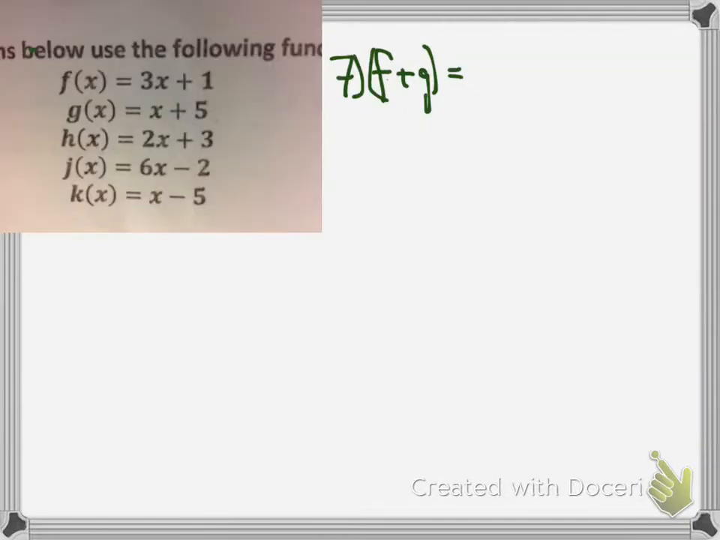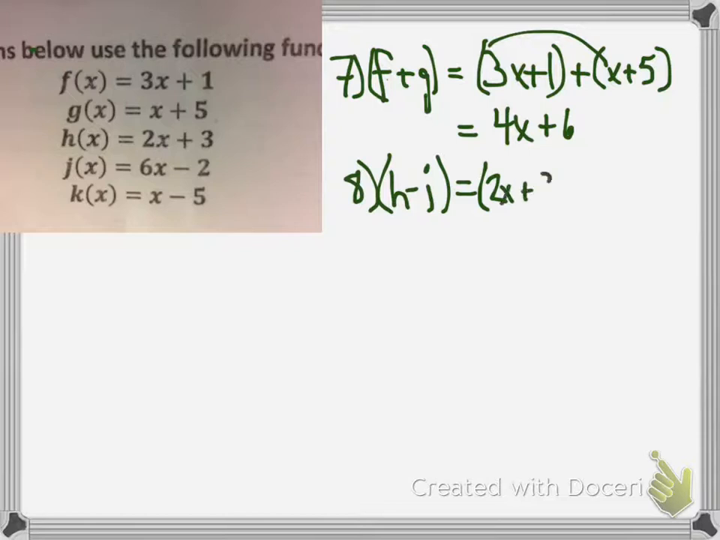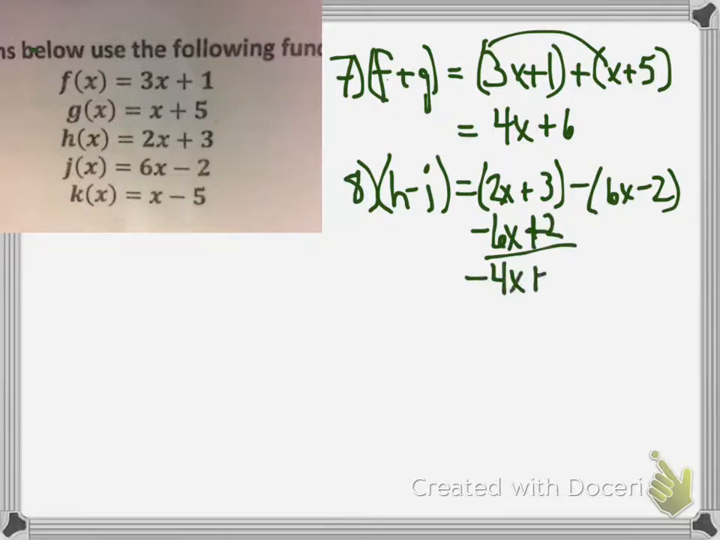Okay, the next ones I think are fairly easy. I don't think they're really that difficult. Just make sure you're paying attention to which ones are combining. So on the first one, I'm going to add f and g. So I'm saying 3x plus 1 plus x plus 5. 3x plus x is 4x. 1 plus 5 is 6. The next one I'm subtracting. Be careful when you subtract. Notice that I'm going to subtract by changing the signs as I move them under, because the definition of subtraction is add the opposite.